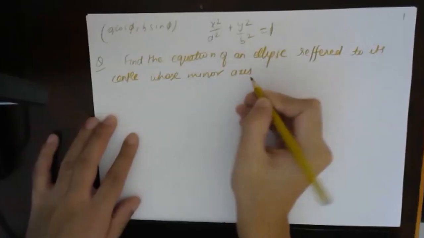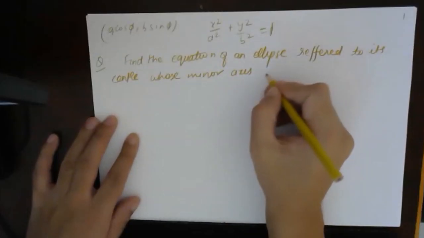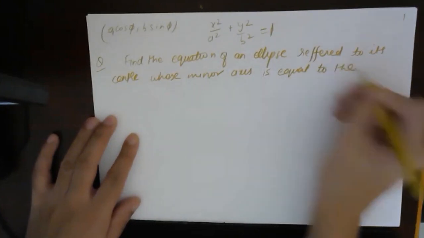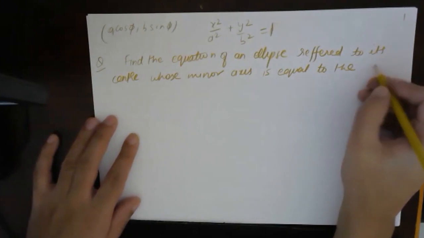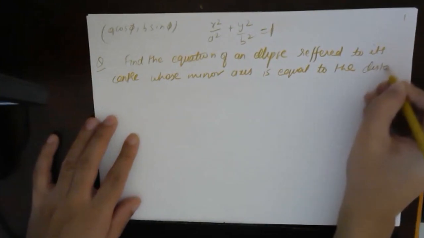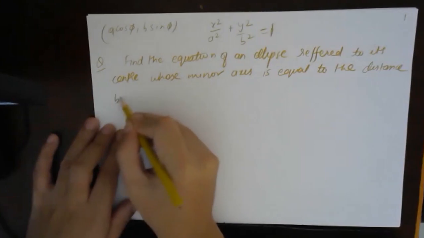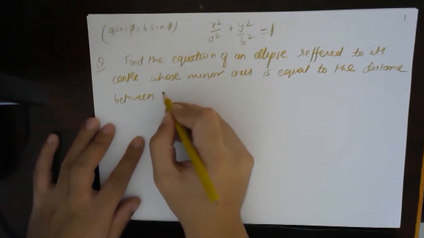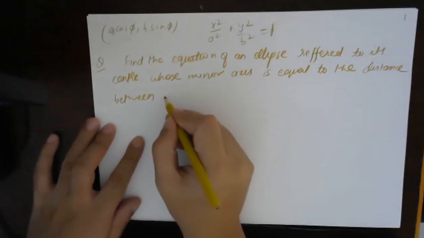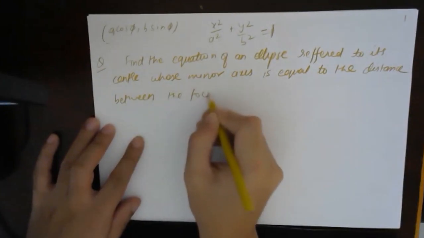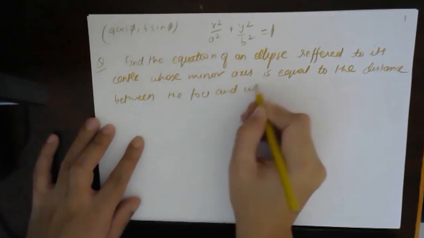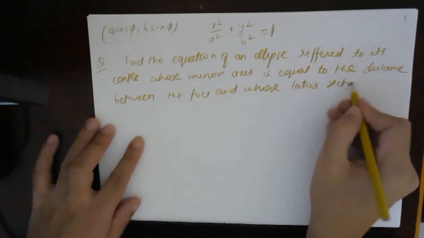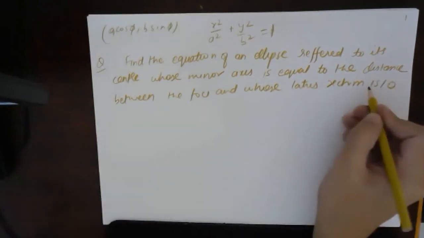The minor axis is equal to the distance between the foci, and whose latus rectum is 10. So I'll repeat the question.